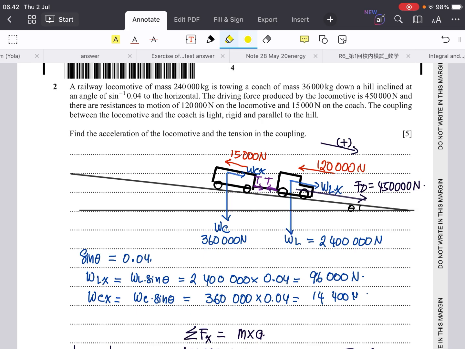And then there are resistances. The resistance on the locomotive is 120,000 Newtons, and on the coach is 15,000 Newtons. And then the driving force by the locomotive is 450,000 Newtons. And don't forget to add the tension in the coupling. So this is the tension in the coupling.